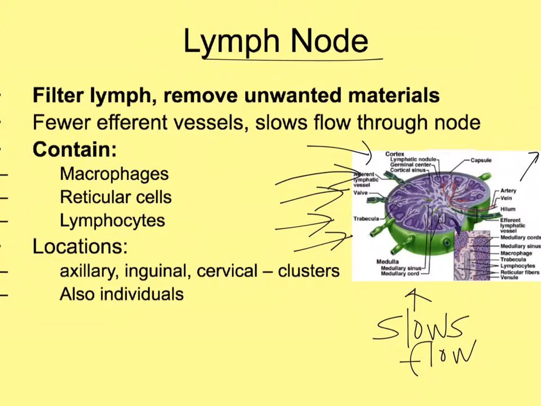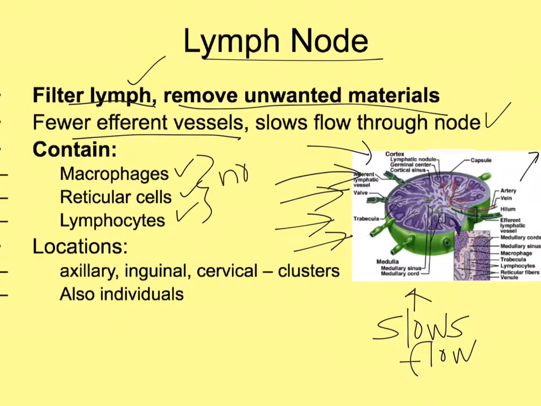So what they're going to do is filter the lymph. They're going to remove unwanted materials that it doesn't recognize as self. There's lots of ways to get in, but fewer efferent vessels, so fewer ways to exit. So that's going to slow the movement through. Now inside the lymph node, we're going to find macrophages, reticular cells, lymphocytes. They're looking for things that are not self, and then they're going to destroy them or tag them for destruction.